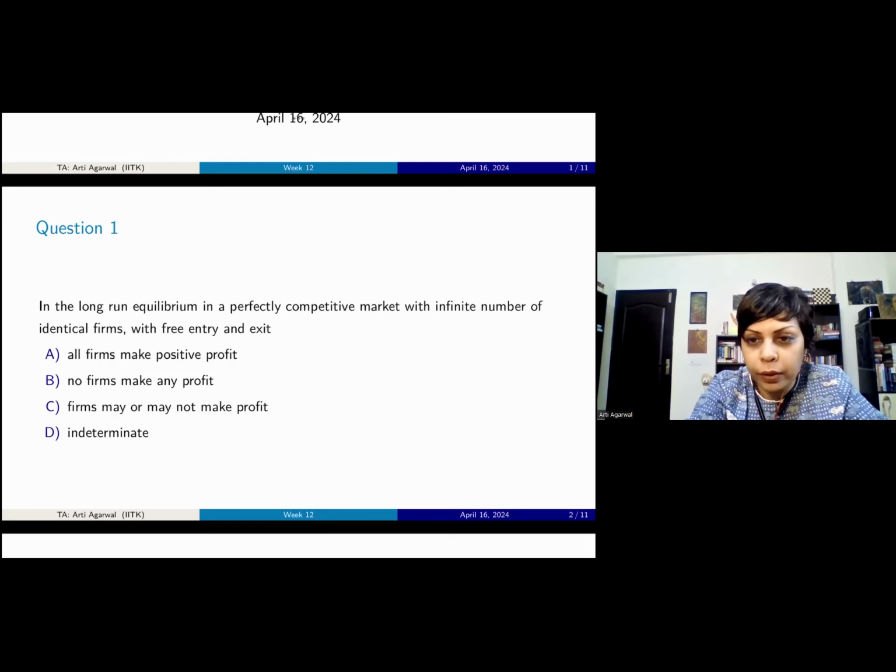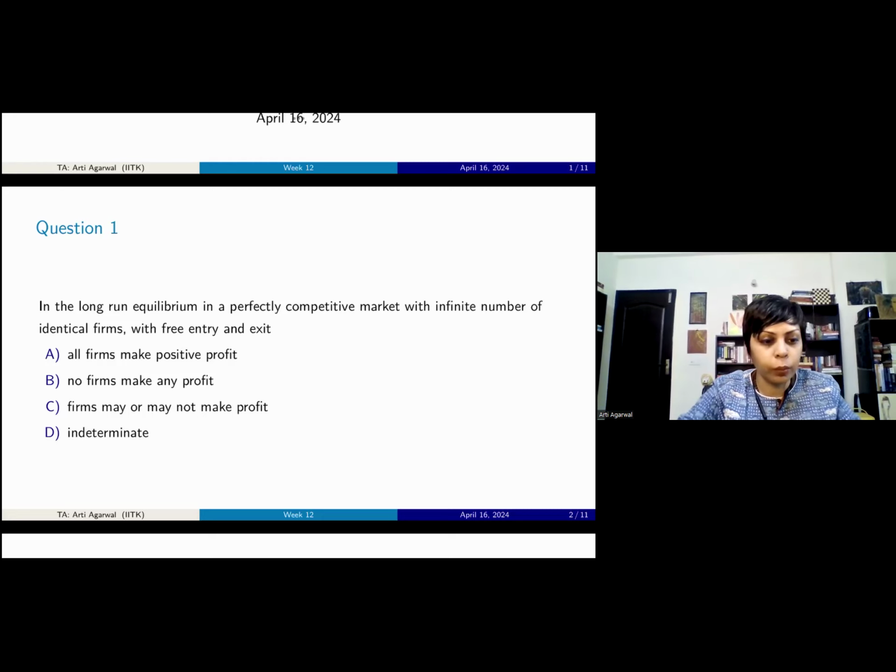Now, for all mathematical purposes of the syllabus and course, you will always say that the profit is zero and the price is equal to marginal cost. In reality, it will not be exactly equal. It may be just slightly more than marginal cost, but it's not enough for a new firm to enter the market.